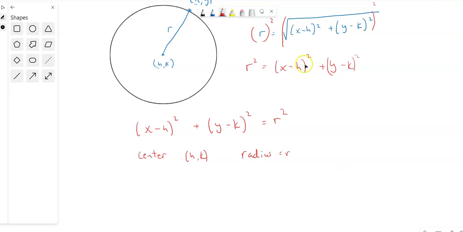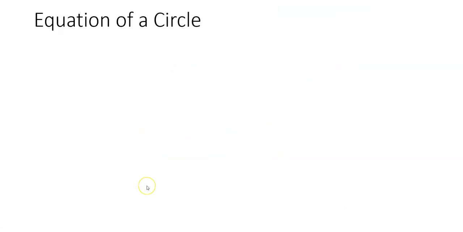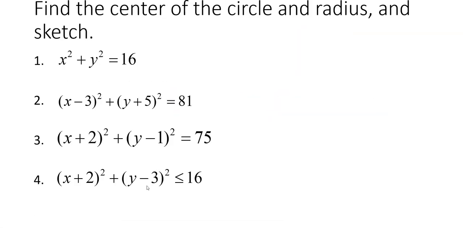Let's see how this actually works. All right, so we already ran through those. Here's 4 equations. Find the center and radius of each one, and then make a sketch. Now, as best we can, make a sketch. For the first one, if you don't see any set of parentheses here, then it's centered at the origin, because that x squared and y squared is the equivalent of writing x minus 0 squared and y minus 0 squared. So right away, the center is 0, 0. What's the radius?